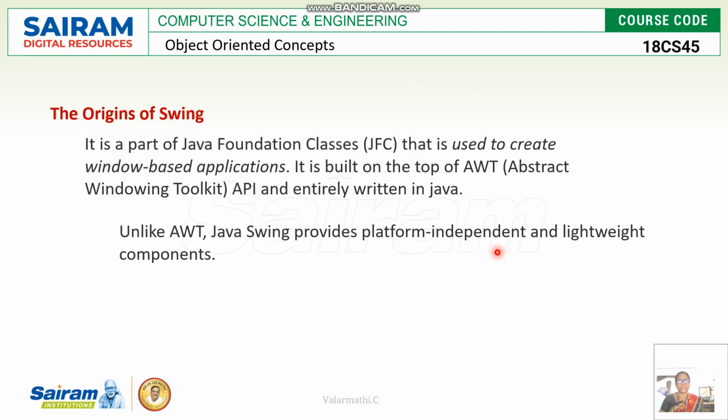Swing is one of the major parts of Java, which is called Java Foundation Classes. It is mainly used for providing window based applications. It is built on top of AWT. AWT is nothing but the Abstract Windowing Toolkit. There are some differences between AWT and Java Swing. Swing provides lightweight components, and unlike AWT, Java Swing is also platform independent. So the two important features provided by Java Swing over AWT are platform independence and lightweight components.